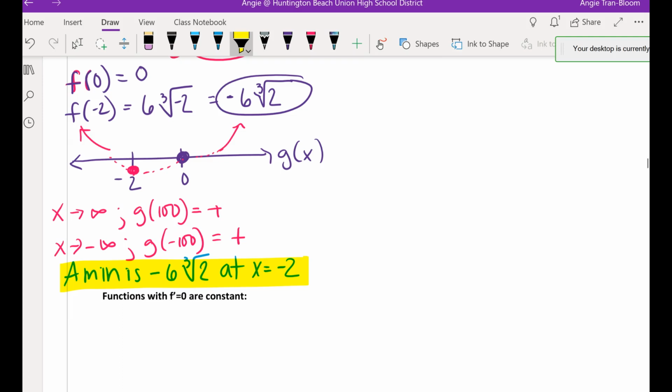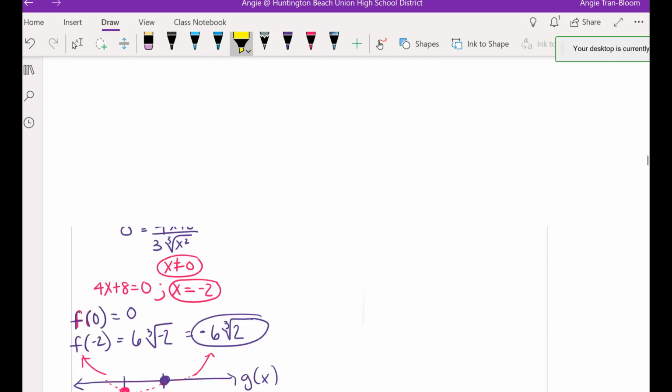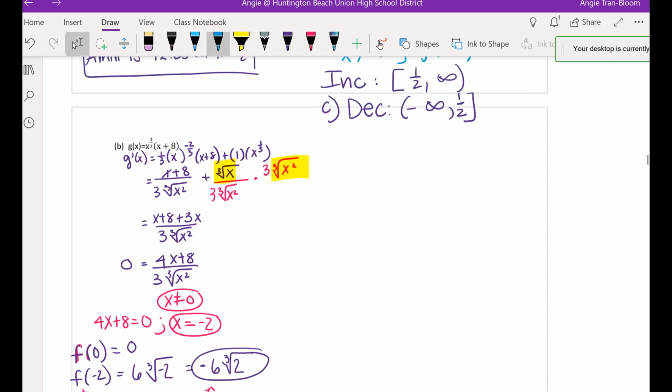Let's go to B. See, that's why I give you so much space. I'm already done with half of my page.